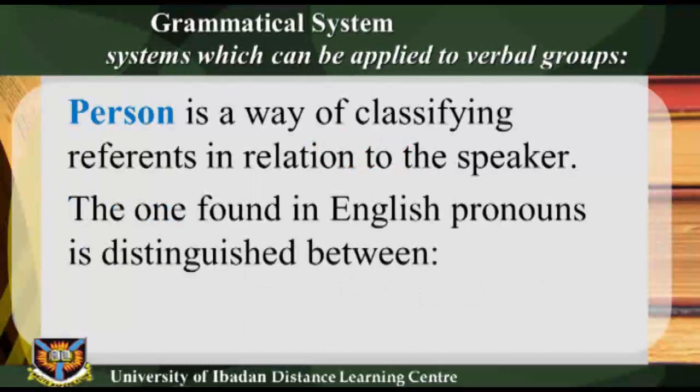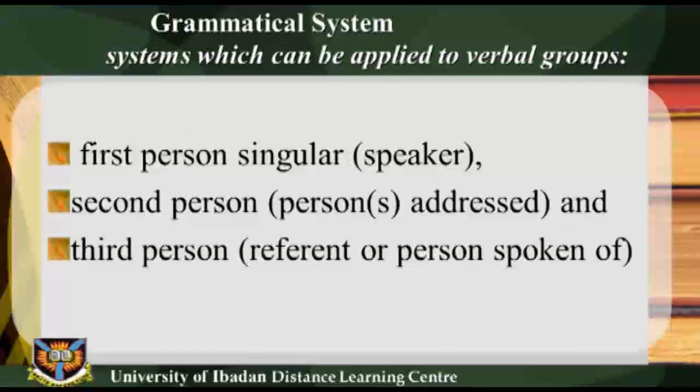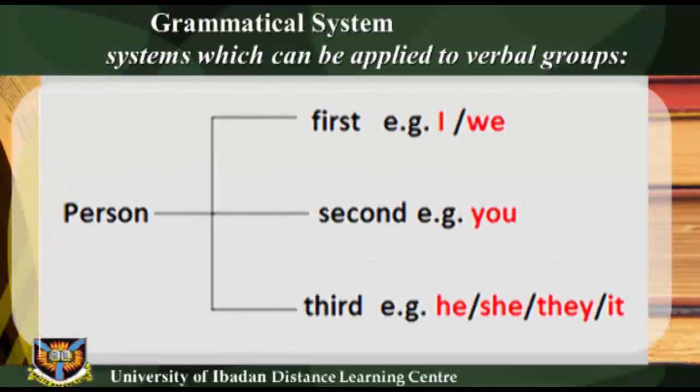Person is a way of classifying reference in relation to the speaker. It occurs in various forms, but the one found in English pronouns distinguishes between first person, the speaker, second person, the person addressed, and third person, the referent or person spoken of. Person. First, example, I, we. Second, example, you. Third, example, he, she, they, it.